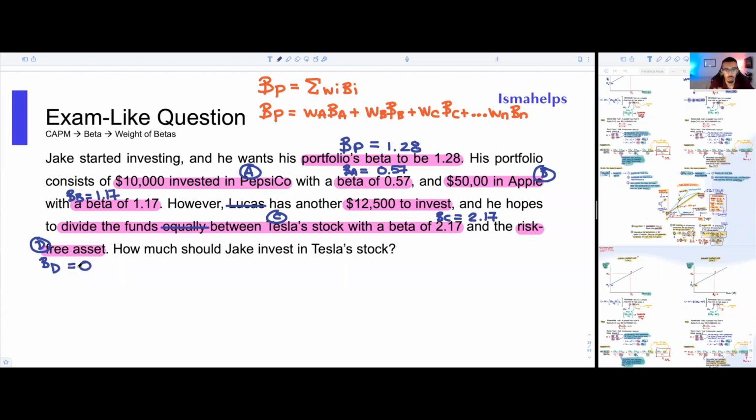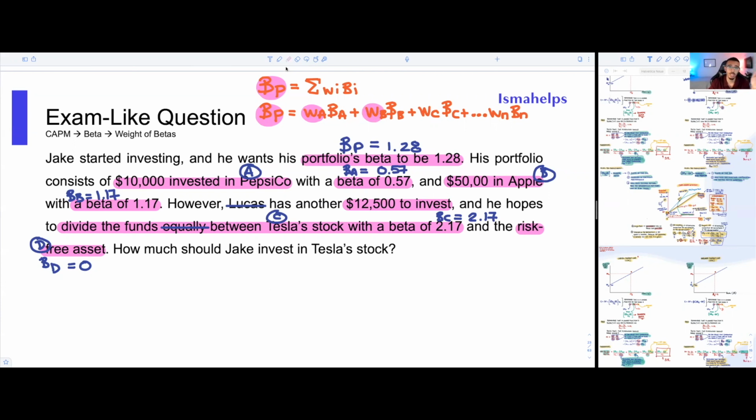The reason why this is awesome is that, before even doing any further computations, just by reading the question and defining the parameters, we're able to go back to our formula at the top of our page and just highlight the stuff we know. We know that the portfolio beta is 1.28. We also know that the weight of asset A, Pepsico, is equal to 0.57. We also know that the weight of Apple, asset B, is 1.17. The weight of asset C we don't know yet.